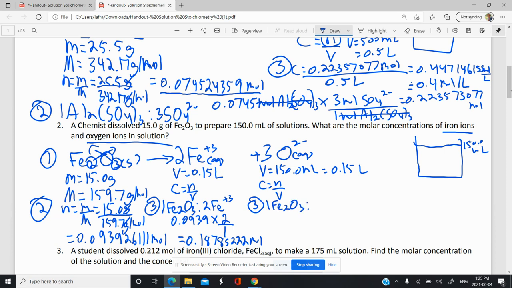Fe2O3 to 3O2 minus ratio. So I'm going to do the same thing. Take my moles of the Fe2O3, so 0.0939, and then whatever else is there, times 3 divided by 1, and I will get, so times 3, about 0.281778333 moles.